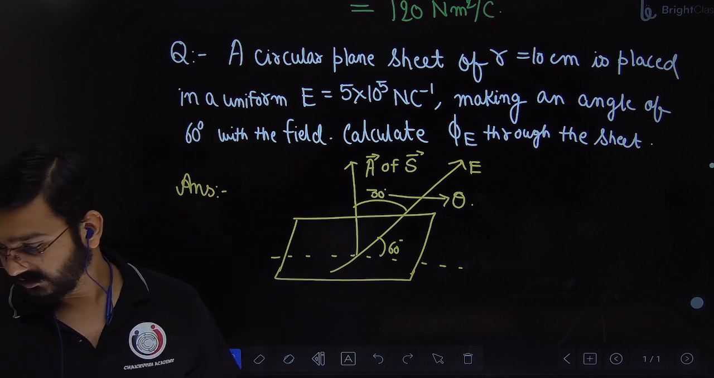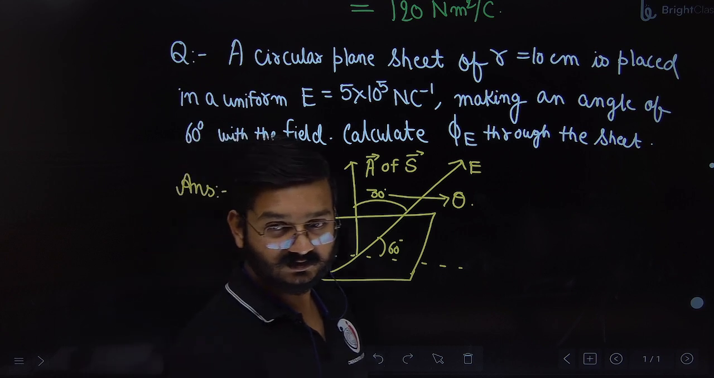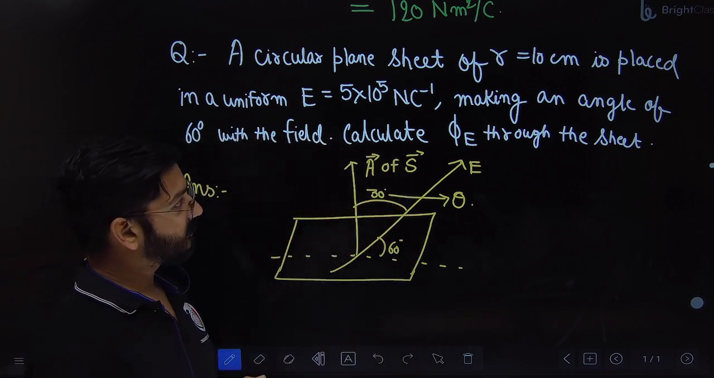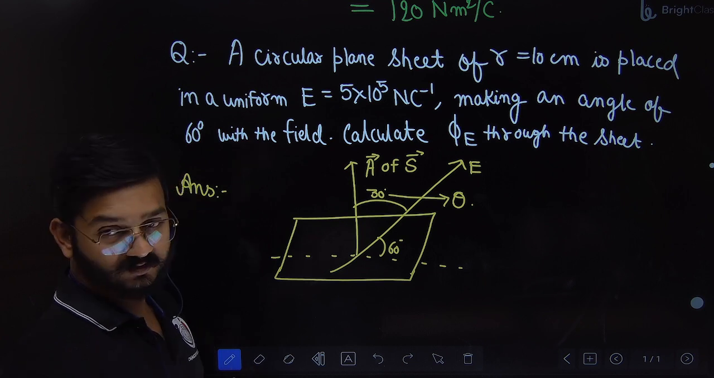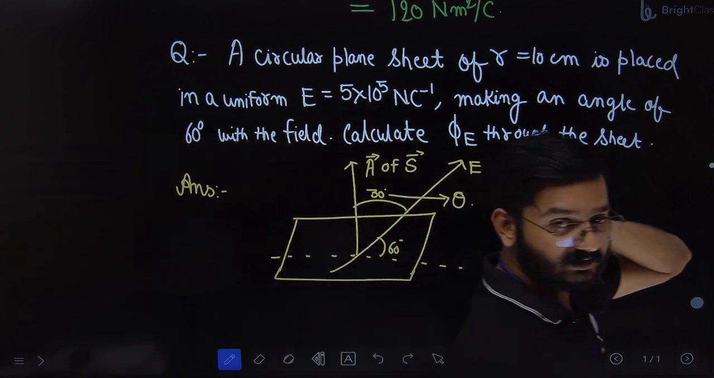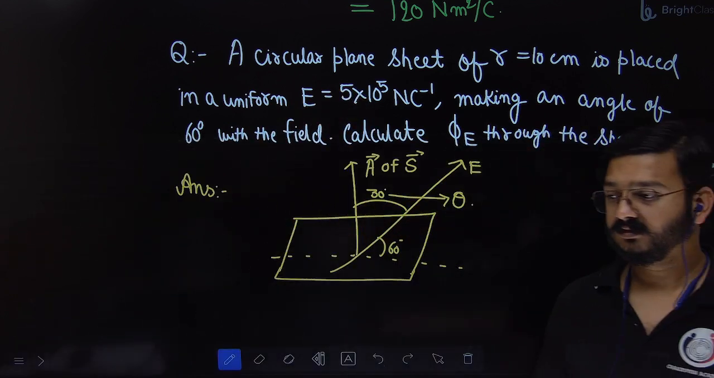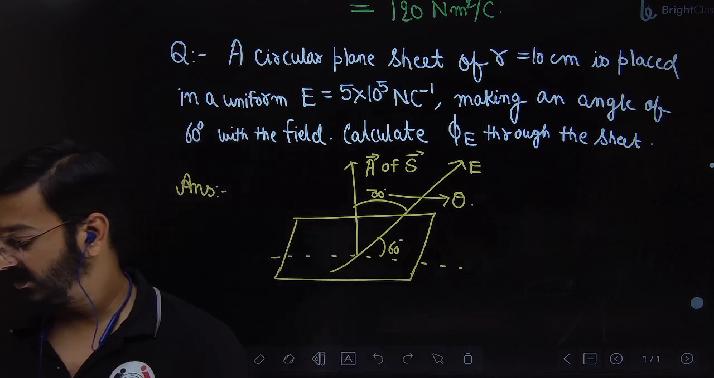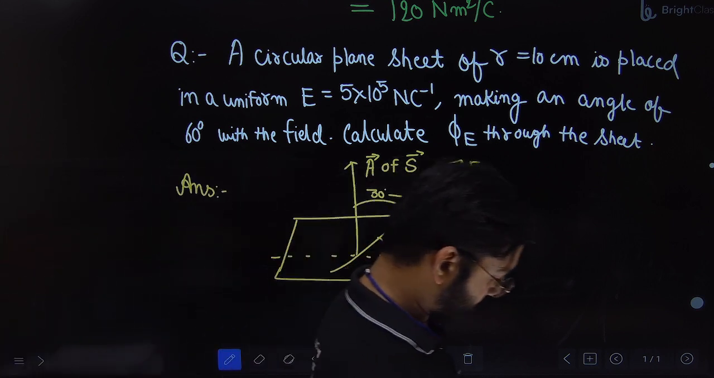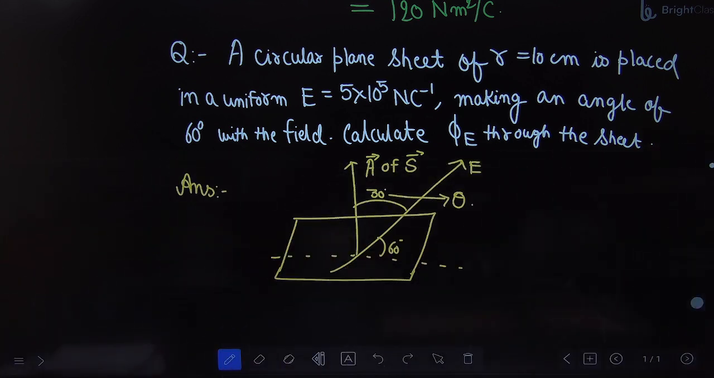So now solve the equation. Tell me the answer. Answer will be what? E into area into cos theta. So what type of sheet this is? Circular. So area will be pi r square. Calculate. Electric field, area, and then cos 30.